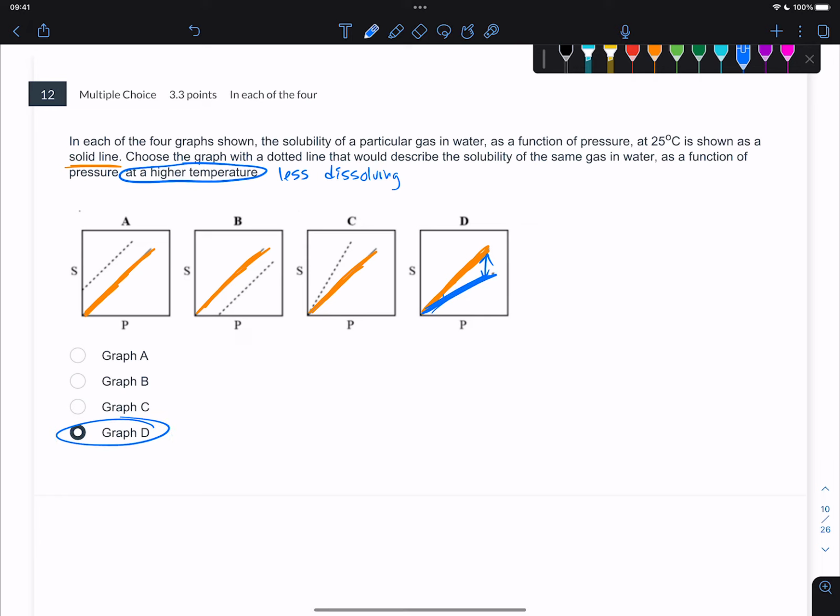A small little change in temperature is not going to cause a massive change. But as the temperature goes up and up, the solubility starts to decrease even more. And that's why that gap widens.